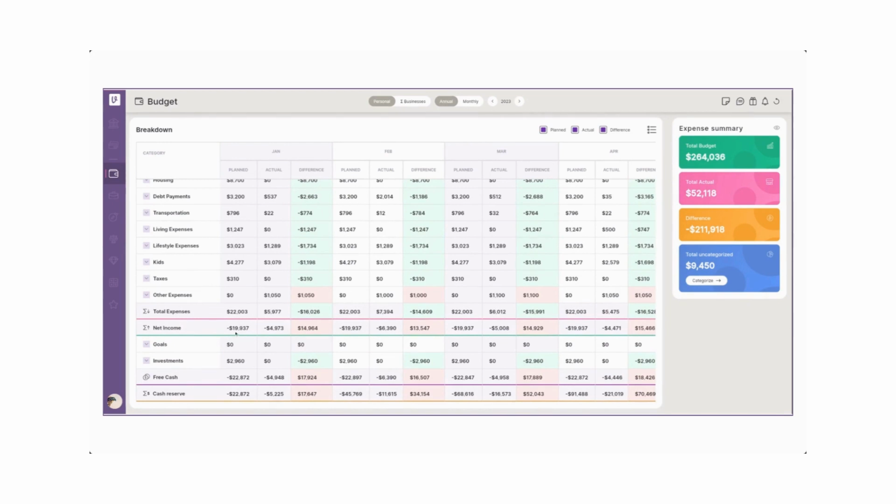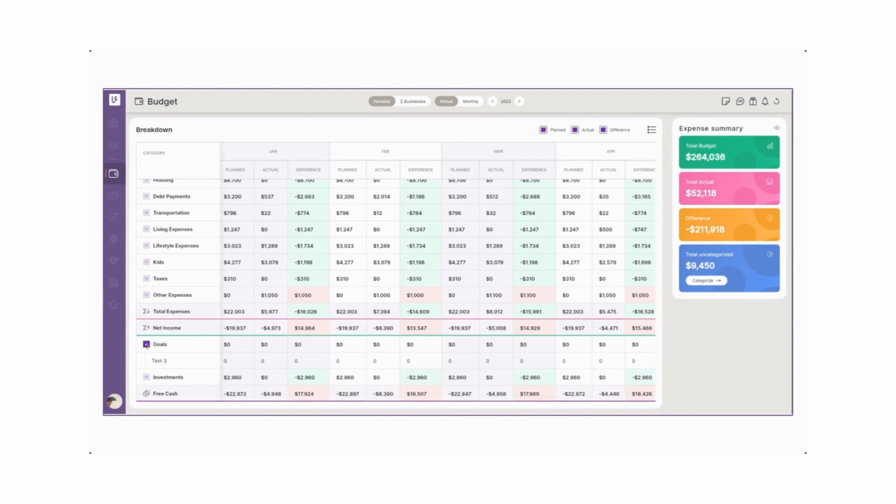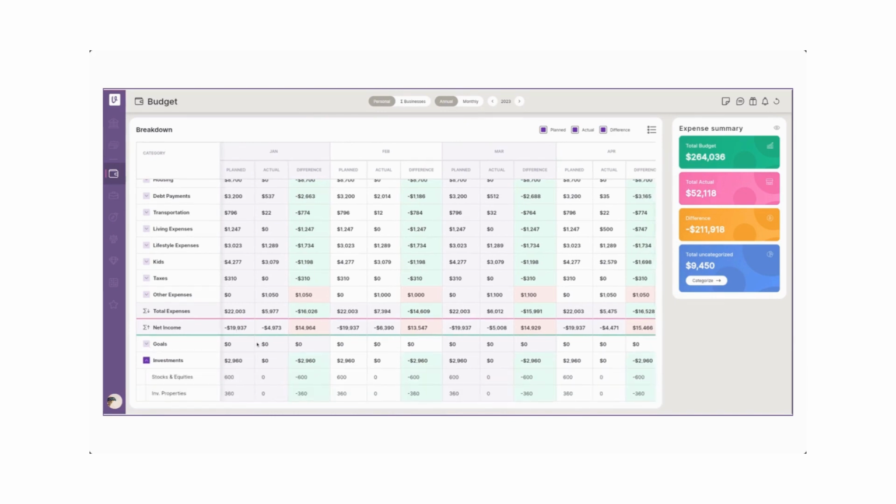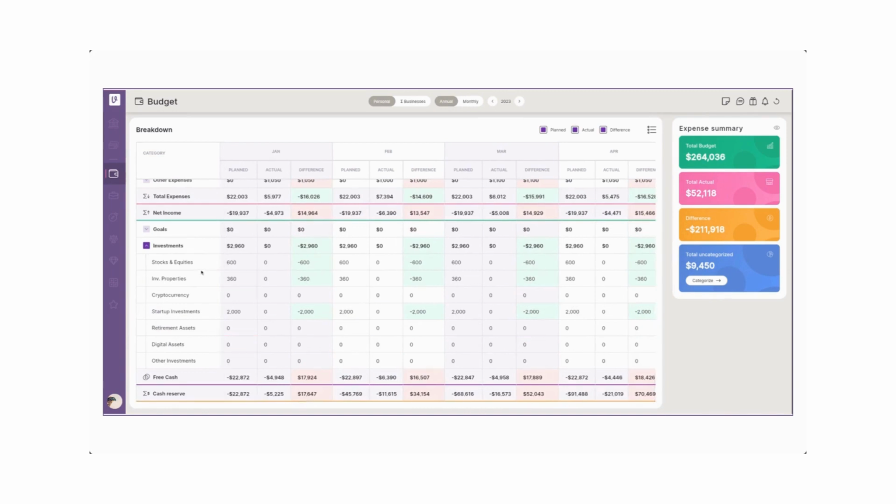Once you have your net income, the next step is to allocate funds for your goals, which are already set up for you. If you're interested in investing some of your net income each month, you can easily set that as part of your financial plan.